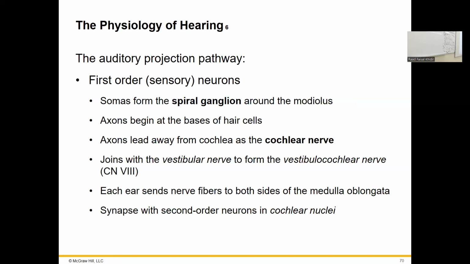That depolarization is not based on a taste of some chemical. That depolarization is not based on the smell of some chemical. That depolarization is based on the influx of potassium due to vibration. So we're done with that. Now we're doing projection. Who are we projecting to? Since we're dealing with hearing, we're projecting to which cortex?